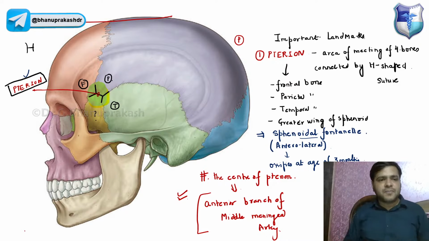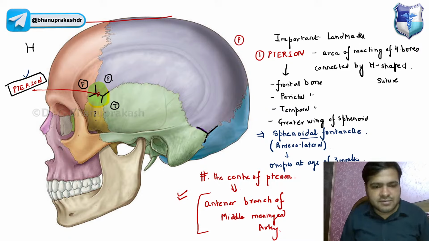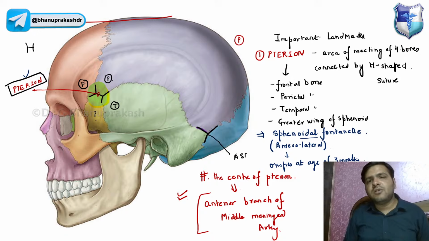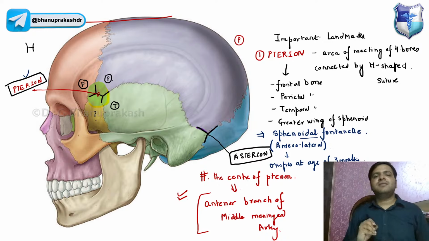Now, guys, there is another point over here. That is a meeting point of three bones. Just try to look over here. Let me use the black pen again. It is the meeting point of three bones over here. This point, guys, is called the asterion.